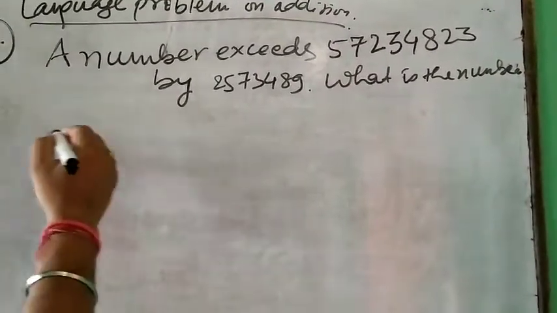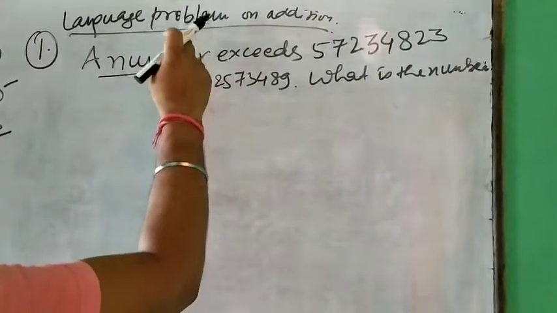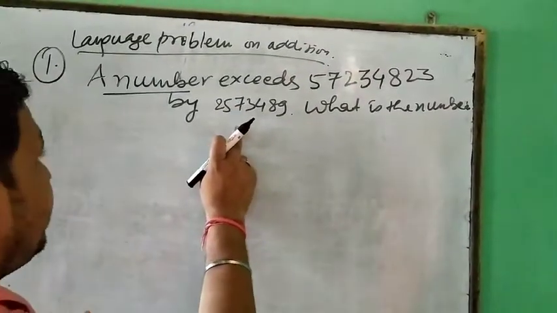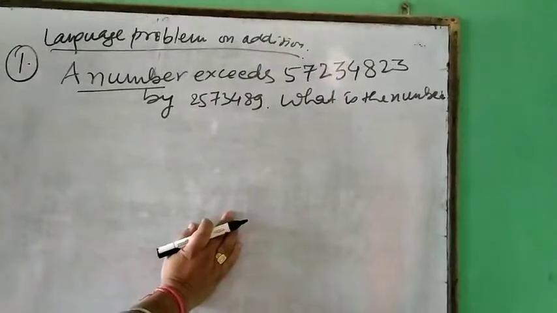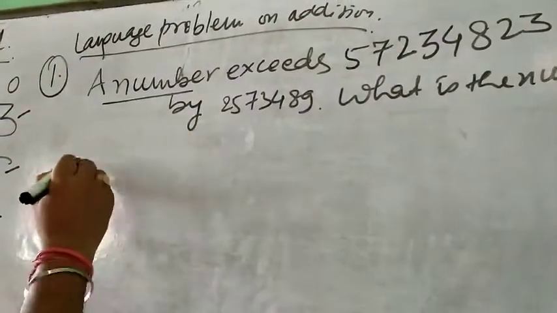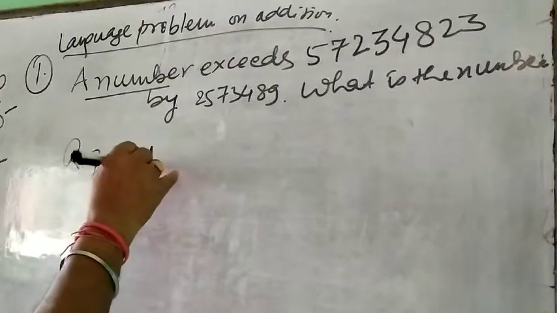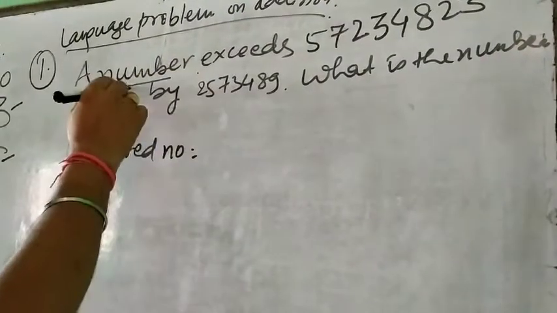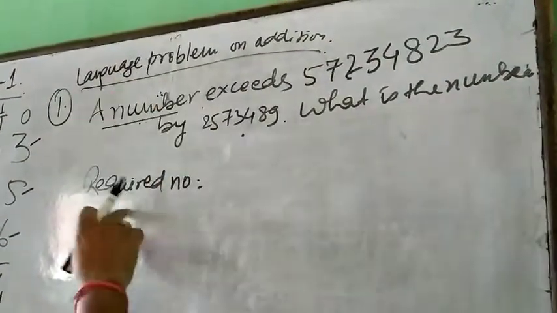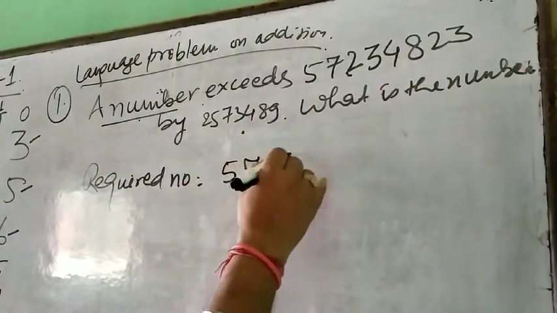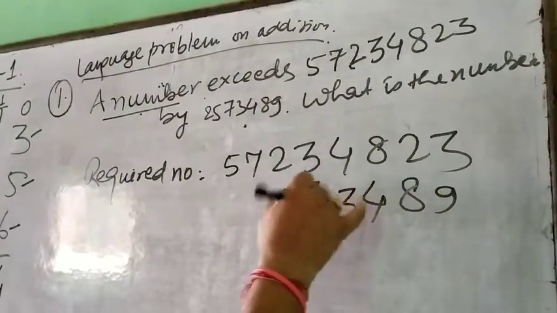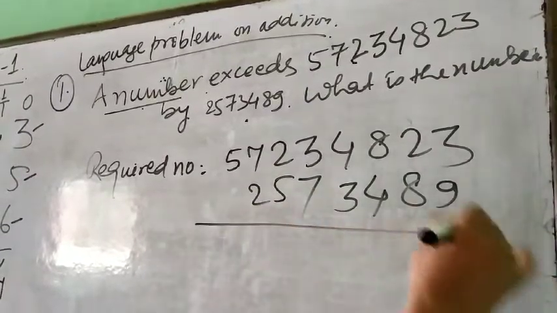Here, any number exceeds, that means it is greater than this number by that much. So when we add this and this, we get the required number equal to 5 7 2 3 4 8 2 3 and 9 8 4 3 7 5 2, and now we add it.